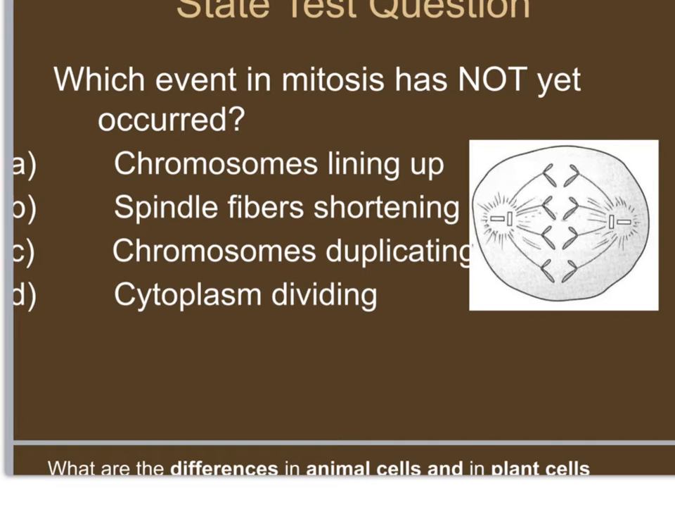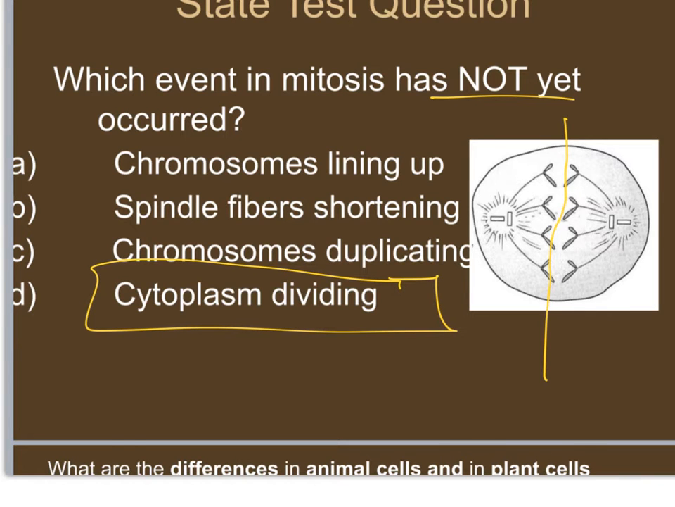Which event in mitosis has not yet occurred? Chromosomes lining up, spindle fiber shortening, chromosomes duplicating, or cytoplasm dividing. Hopefully this is an easy one for you. Eventually you can see that two new cells are going to form, so the cytoplasm has clearly not divided yet.